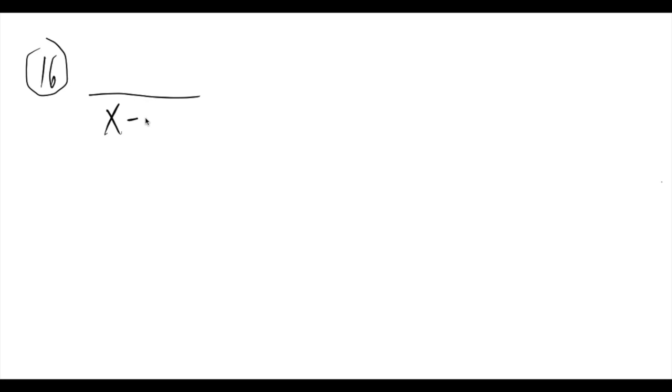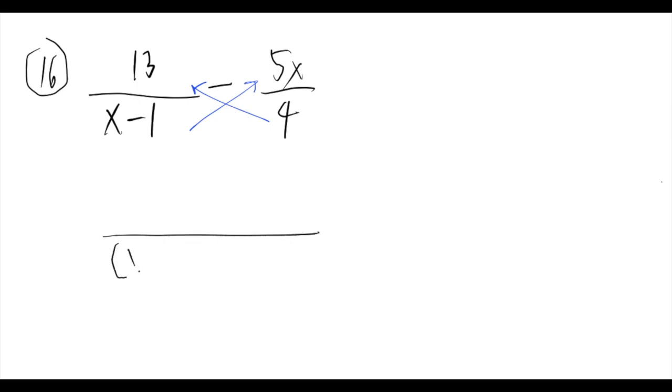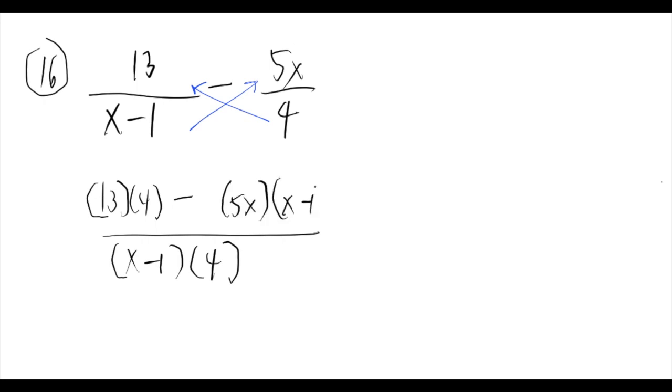So, we have x minus 1 minus 5x over 4. Since pareho tong prime, what we're gonna do is cross-multiply lang. And then we know na yung product lang nilang dalawa ang ating LCD. So we're gonna have x minus 1 times 4. So 13 times 4 minus 5x times x minus 1.